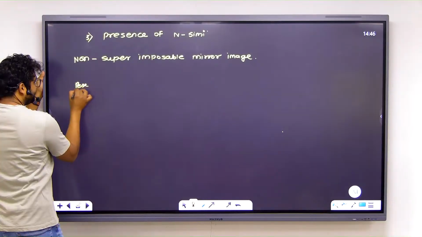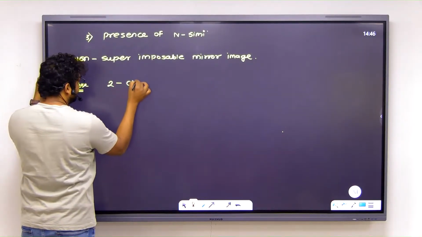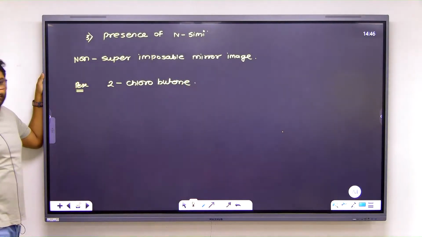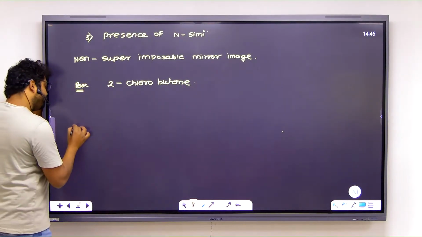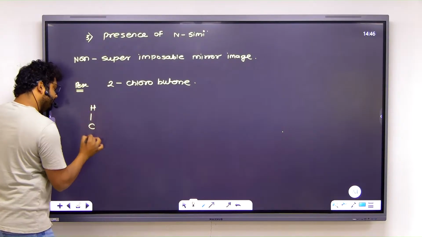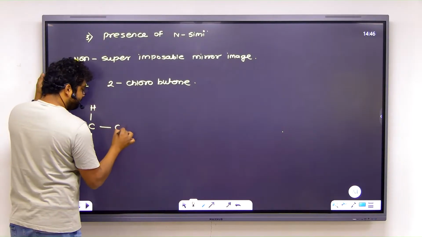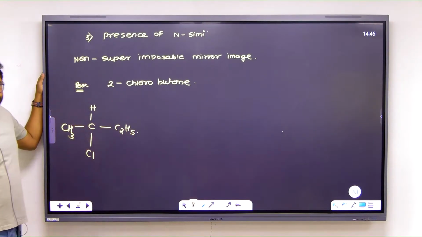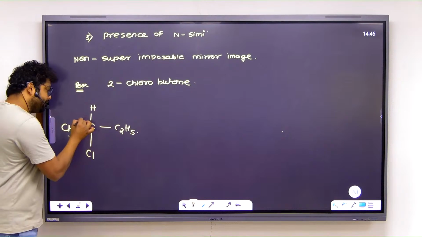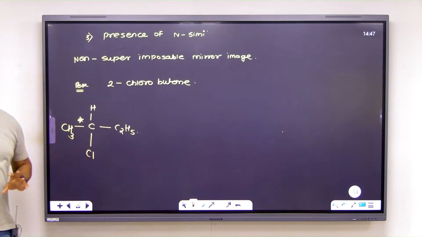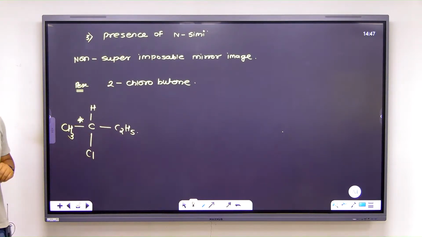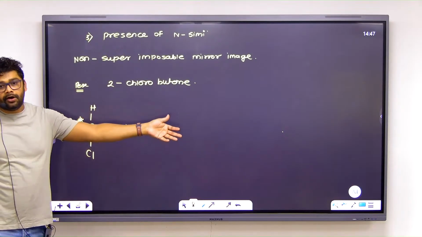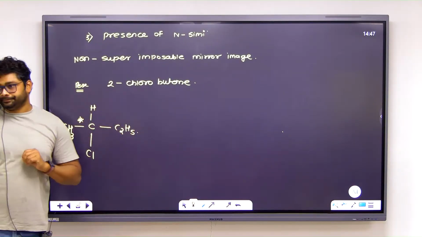Let us examine here a 2-chlorobutane. What is this guy? It is a 2-chlorobutane. Now 2-chlorobutane has one end with the hydrogen, one end with the C2H5, and one end with the CH3. You can check here that the carbon atom is a chiral carbon, and it is a wheel which can rotate the plane polarized light either to the left or to the right.